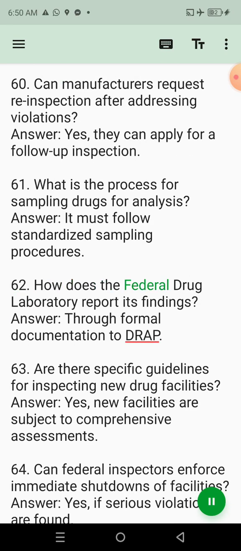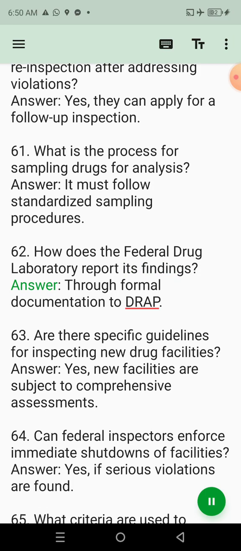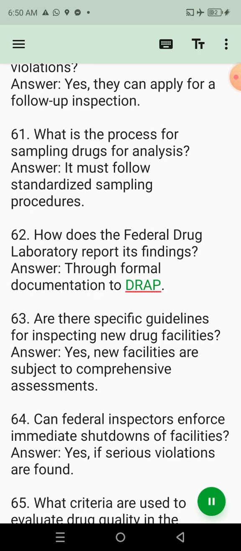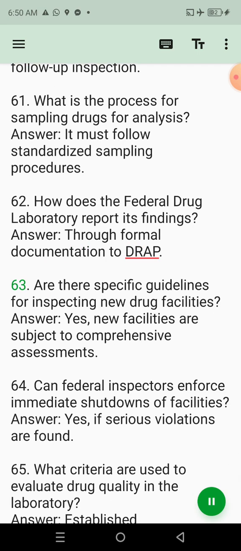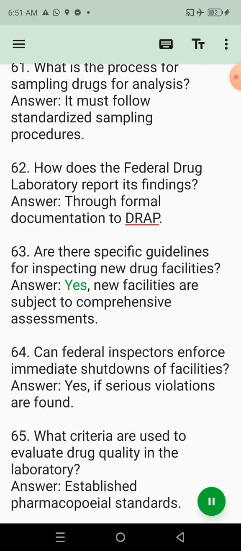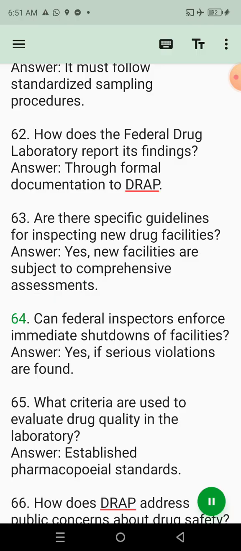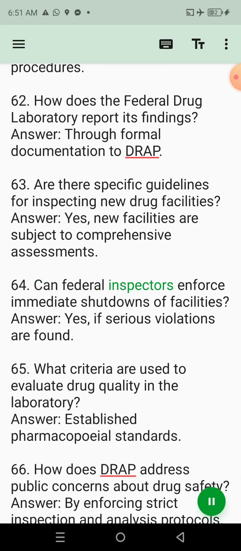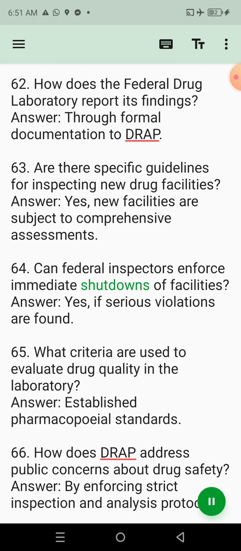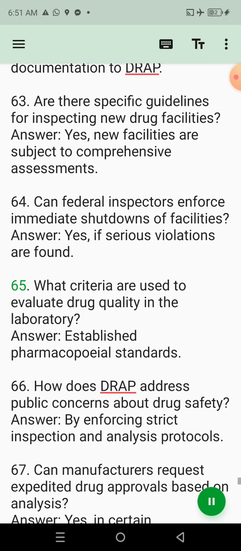62. How does the Federal Drug Laboratory report its findings? Answer: through formal documentation to DRAP. 63. Are there specific guidelines for inspecting new drug facilities? Answer: yes, new facilities are subject to comprehensive assessments. 64. Can federal inspectors enforce immediate shutdowns of facilities? Answer: yes, if serious violations are found.